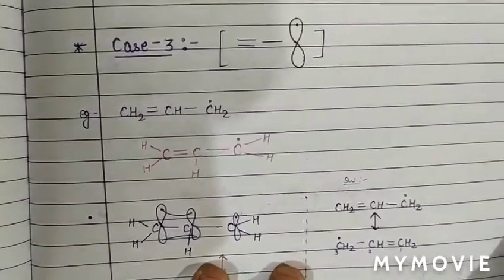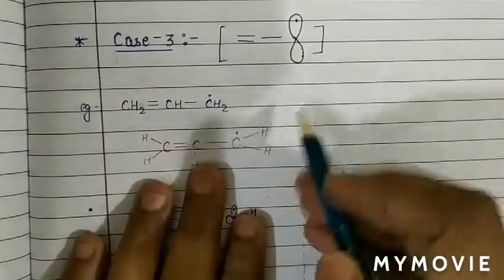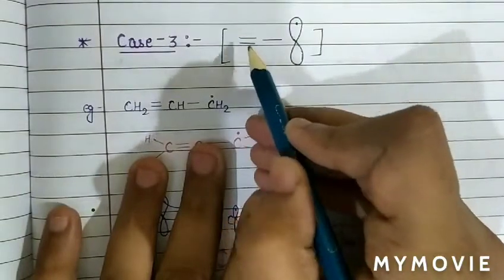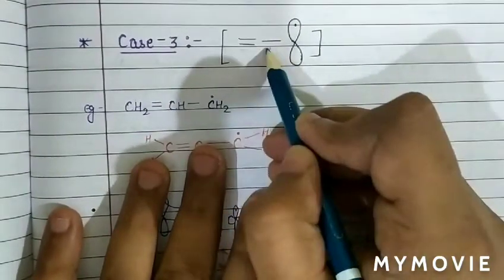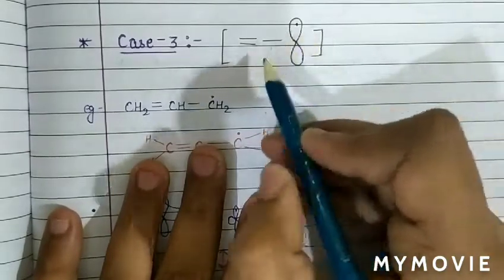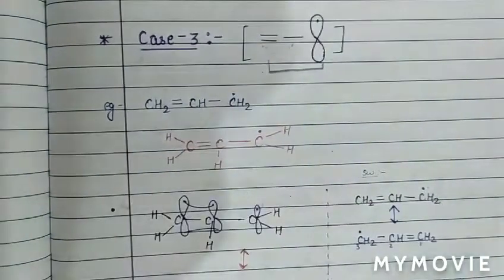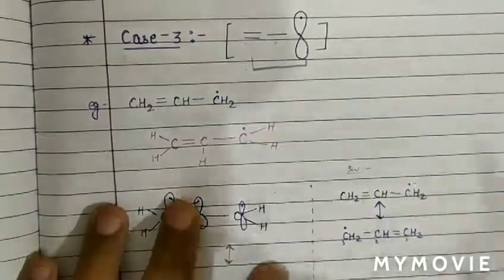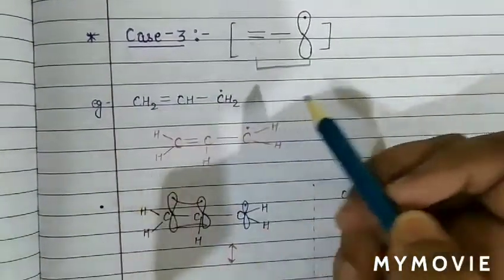Now see case number 3 of resonance. As we can see, now the pi bond is separated by a sigma bond from a pi bond, then a single bond, and then an orbital containing an unpaired electron, which we call a free radical. So this is another type of conjugated system. We can see that this is the free radical.